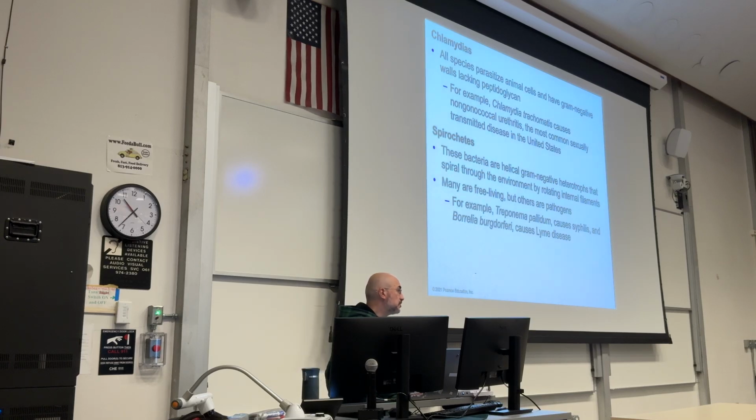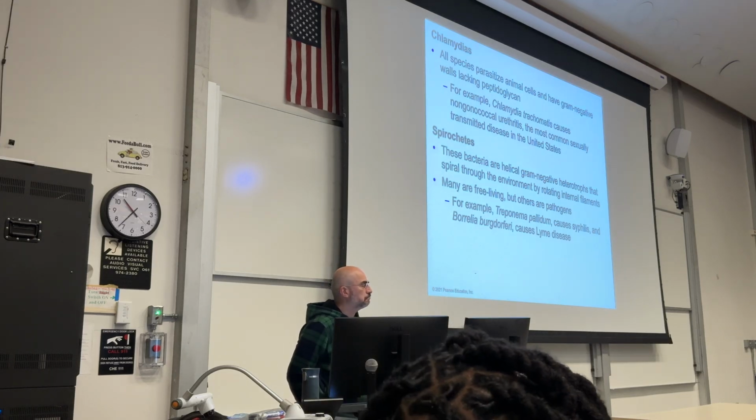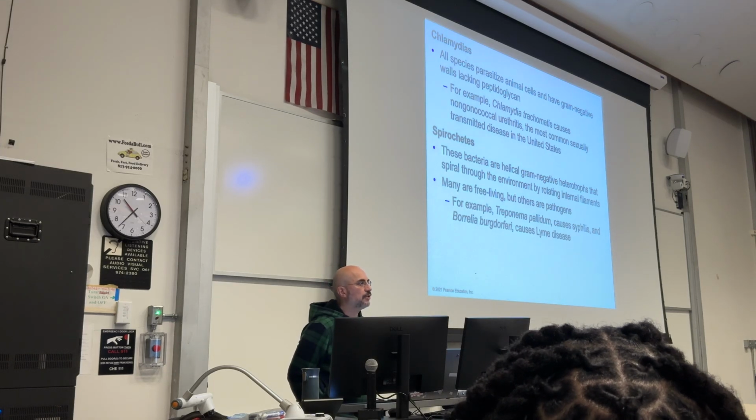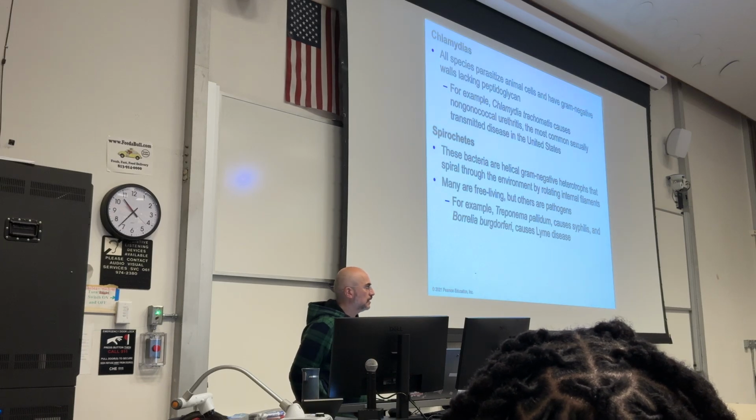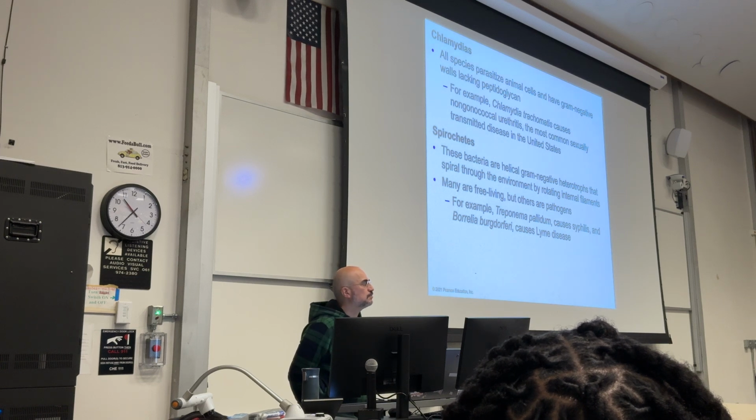Ticks are the vectors. Deers. Oh, deers. Yes, deers. What else? Dogs. Dogs might be, yeah, close to peridomestic areas. What other one is important, if you have heard? It's a small mammal.